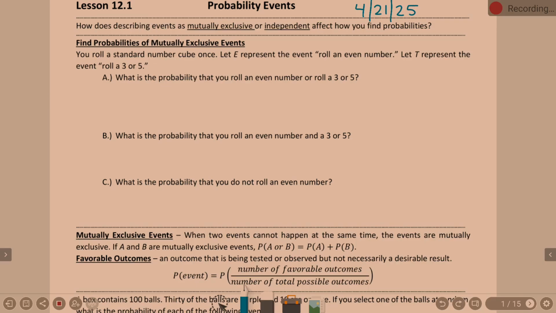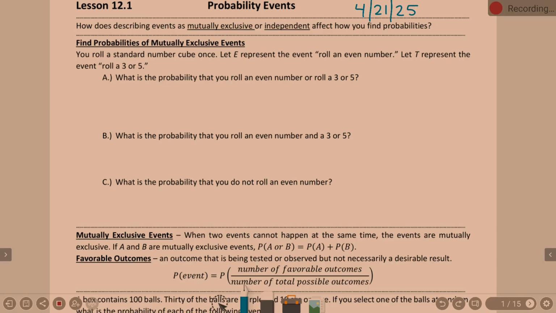The question we're thinking about through 12.1 is, how does describing events as mutually exclusive or independent affect how you find probability? Today we're going to be talking about what it means to be mutually exclusive and how you find those probabilities. Tomorrow we'll talk about independent events and what that means. Okay? So we're going to start basic here. Find the probabilities of these mutually exclusive events.